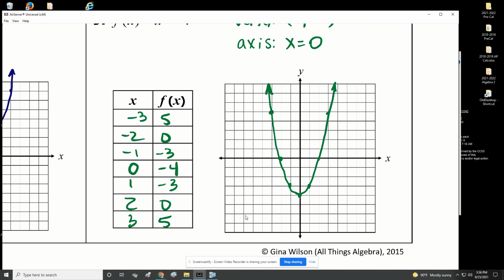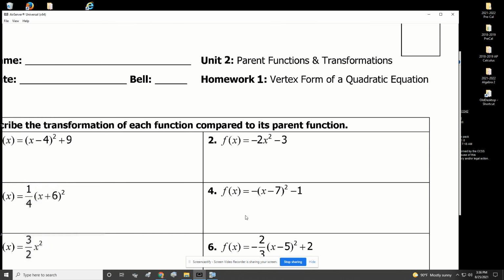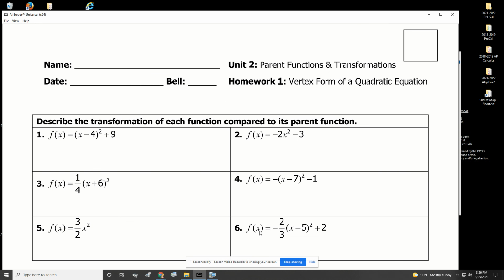All right, so your assignment is to do the back of this, the second page, complete that worksheet.